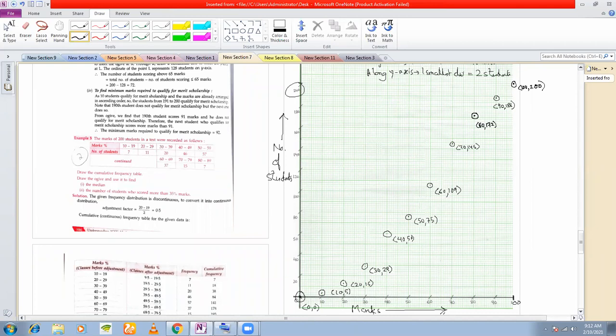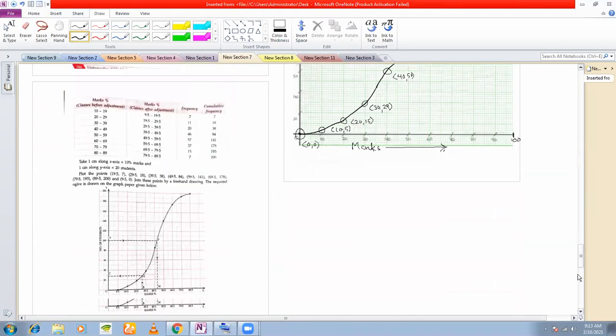And next time when you are actually drawing, you start from here and you start joining the points freehand. It should be a very, very smooth curve, no overwriting. This is your freehand curve. This curve is called an ogive. Do not use a scale for ogives. You have to have a freehand curve, and remember, this freehand curve should be very smooth.